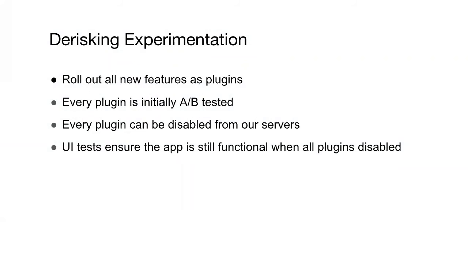It's pretty uniformly done. As a result, we can keep these experiments around even after we've rolled them out forever, and that means we can turn off any piece of our code within that 80% of the code that's plugins. We're confident of that because we write UI tests that run on every single diff that verify the app still works with no plugins.